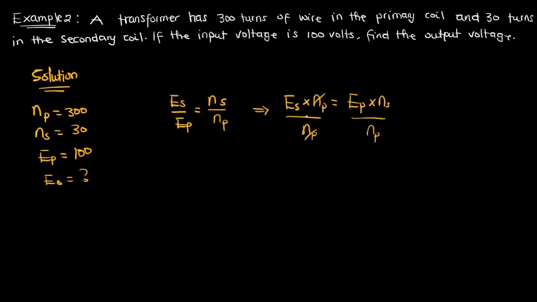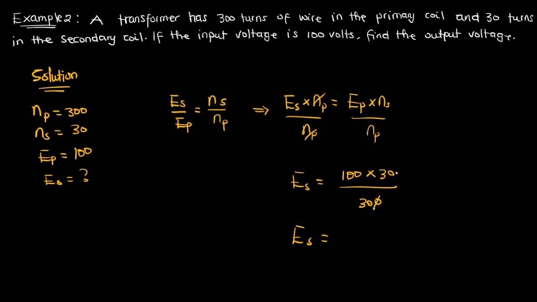So this will cancel this. So my ES is equal to my EP, which is 100, my primary voltage, multiplied by my secondary turns, which is 30, divided by primary turns NP, which is 300, right? So from here we can compute to find our output voltage.